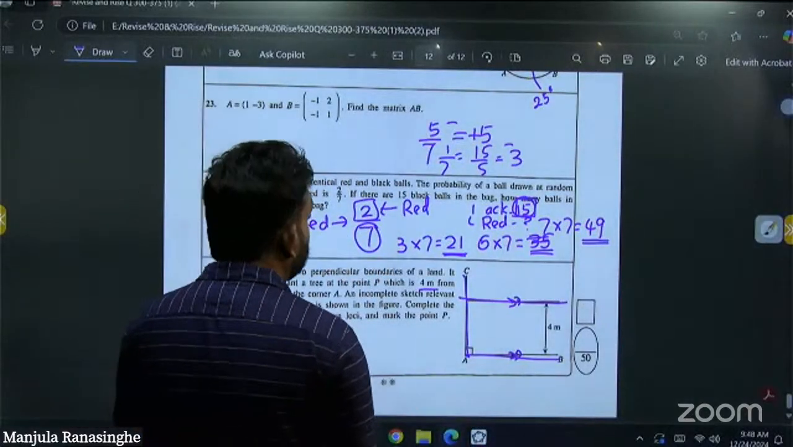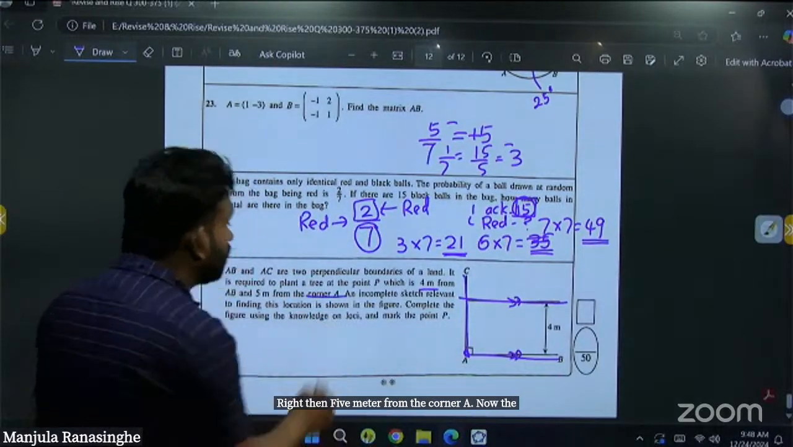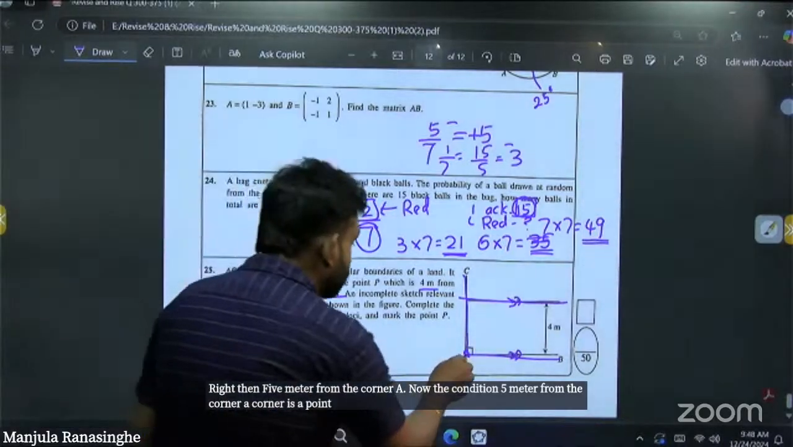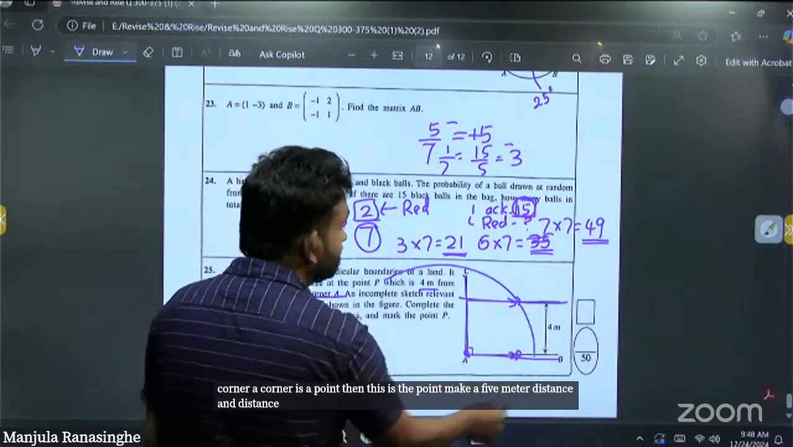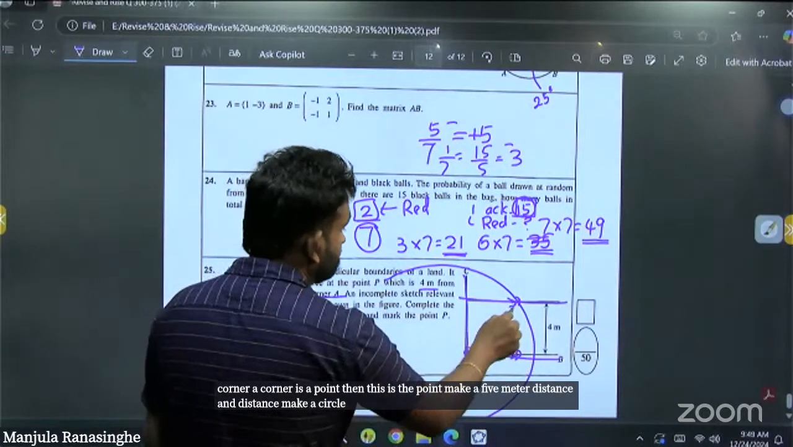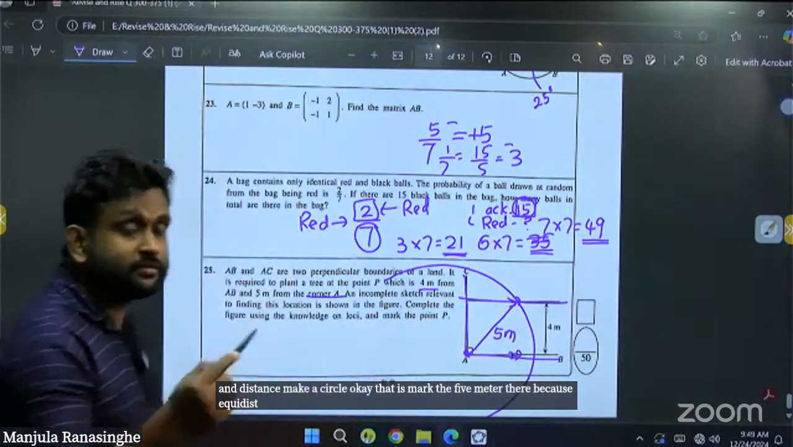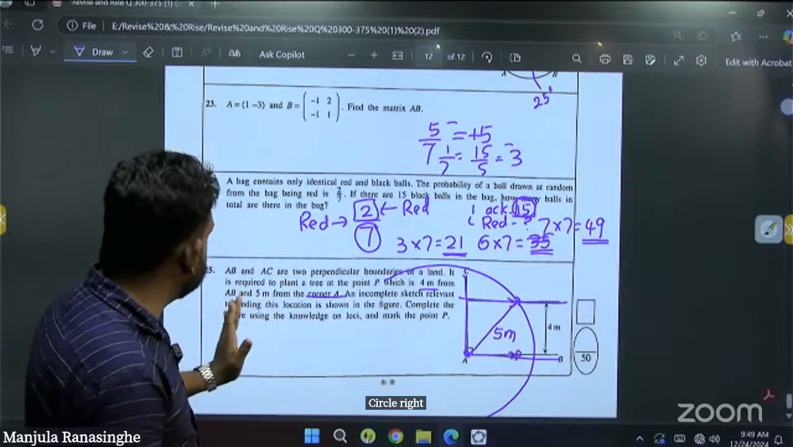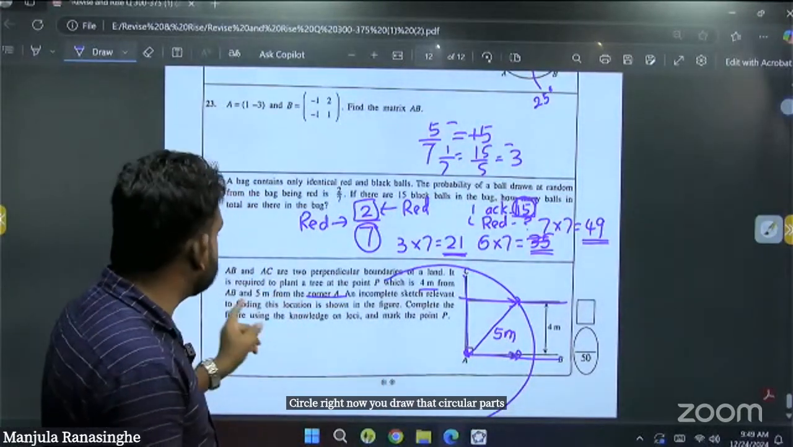Then, 5 meters from the corner A. Now the condition is 5 meters from the corner A. The corner is a point, so make a 5 meter distance and draw a circle, because equidistance to a point is a circle. Now you draw that circular part, which completes the diagram.